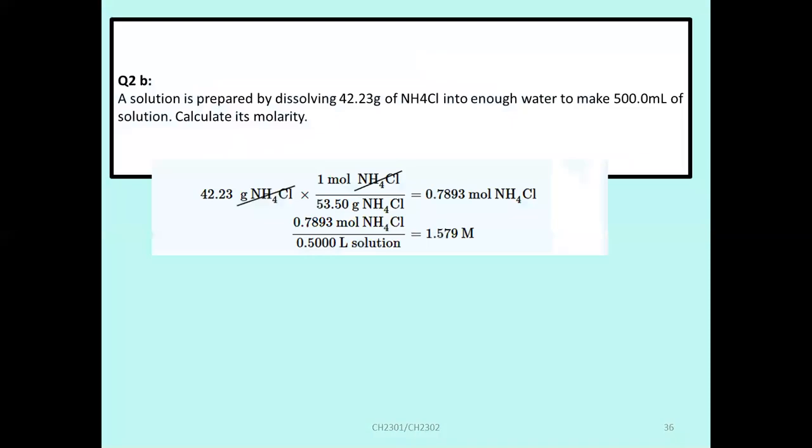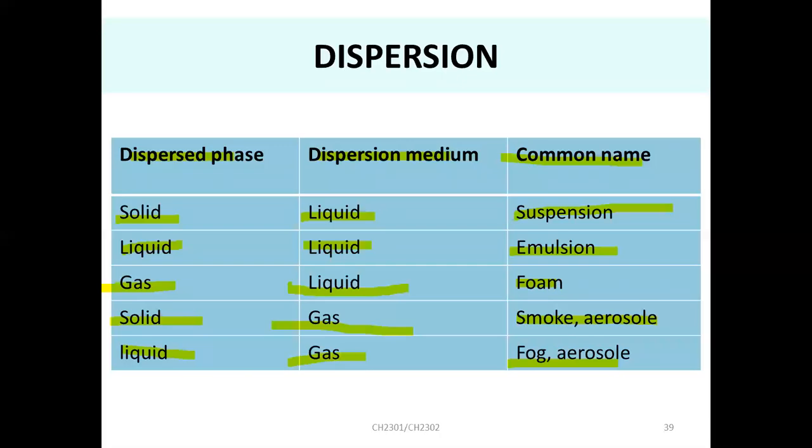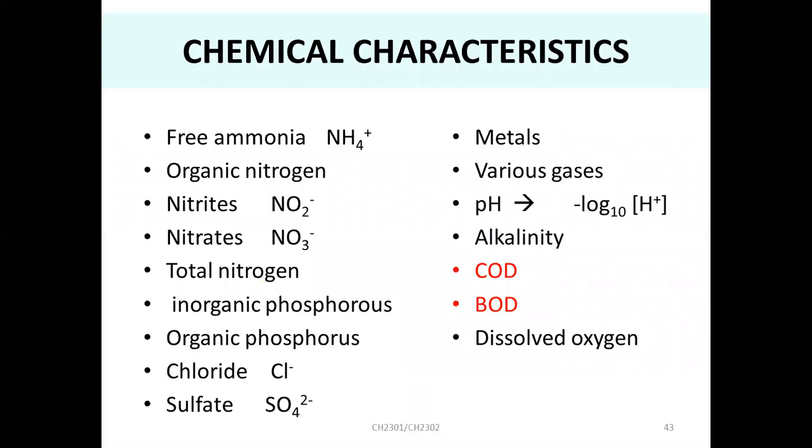But remember, in drinking water the fecal coliform percentage is 0. Then let's see the chemical characteristics of wastewater. Free ammonia, organic nitrogen, nitrate, nitrite, total nitrogen, inorganic phosphorus, organic phosphorus, chloride, sulfate, metal. Then the most important things are pH, alkalinity, COD, BOD, and the dissolved oxygen.